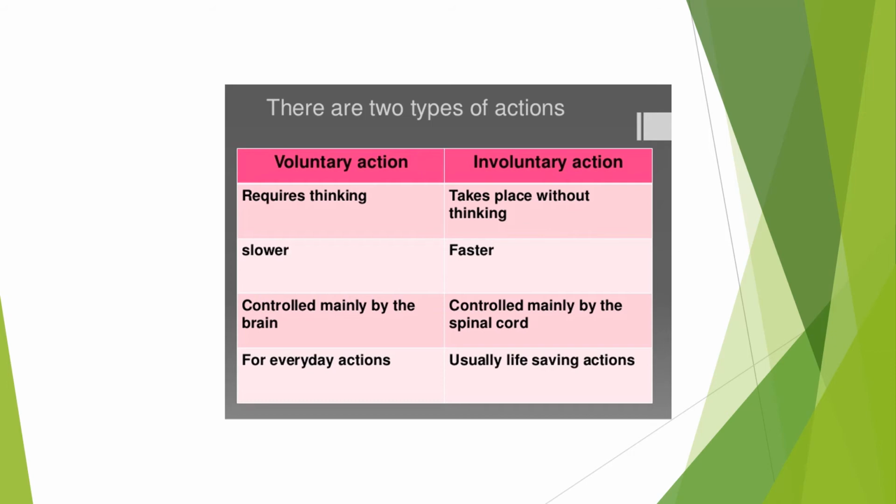Voluntary actions or involuntary actions depend on the central nervous system or the peripheral nervous system, like the brain or the spinal cord. If we talk about the peripheral nervous system, there are cranial nerves from the brain, spinal nerves from the spinal cord, and the sense organs.